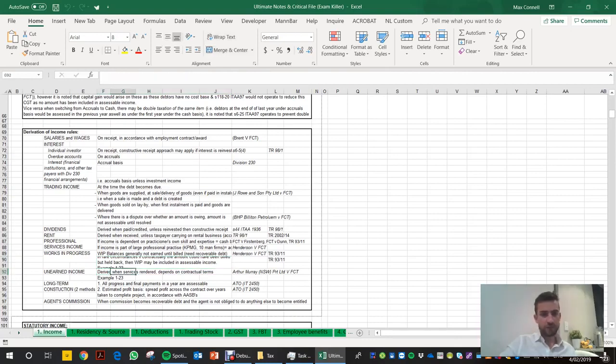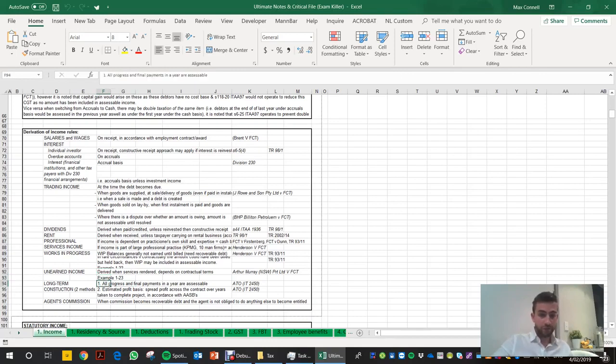Unearned income. So this is basically when you've done the service, but you haven't received the money for it. So it's derived when the services are rendered. So you still need to recognize this as income, even though you haven't actually received the cash for it. Which can be a problem for many small business owners when they have to pay GST on a service, especially a large service, when they haven't received the money from it from a customer.